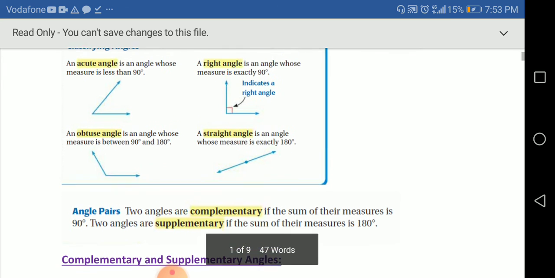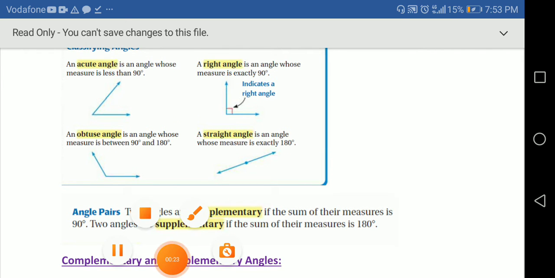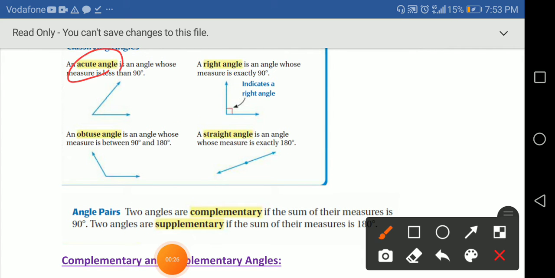Okay, we have here the acute angle. The acute angle here is the angle which is less than 90 degrees. Yeah, we are revising and then we're going to have new things. We have here the acute angle. It's an angle which measures less than 90 degrees.